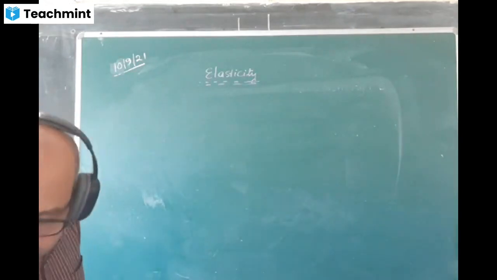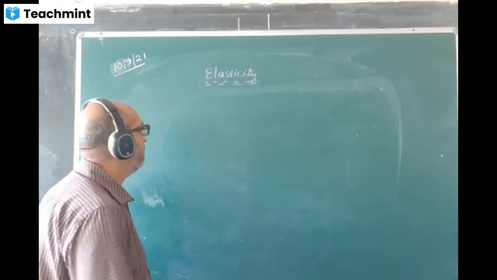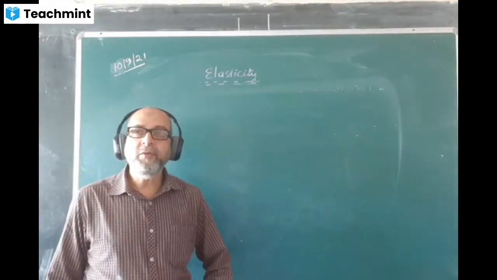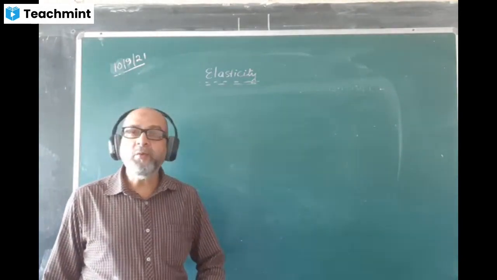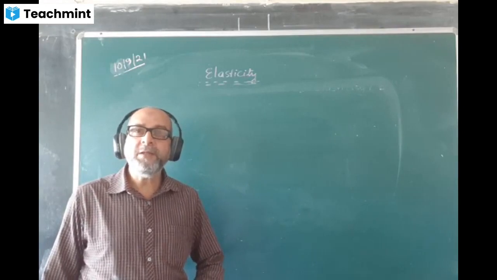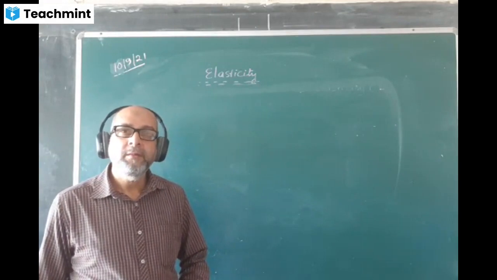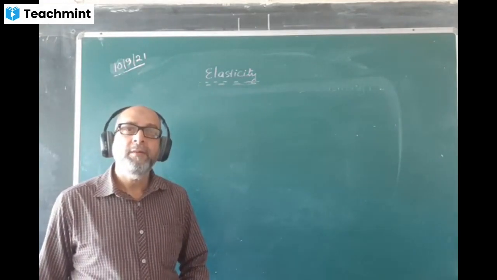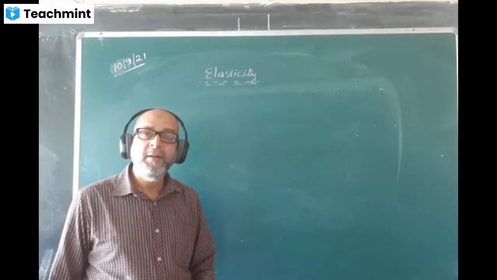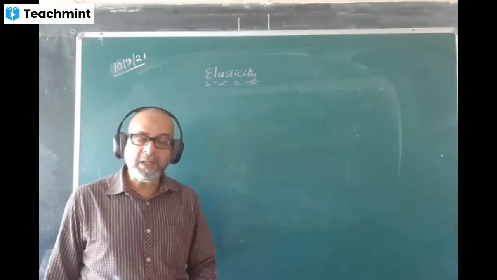Now, next heading you give. In class 10, you used to learn that there are two types of potential energy. What are they? Gravitational and elastic potential energy. Very good. There were two types of potential energy: gravitational and elastic potential energy.